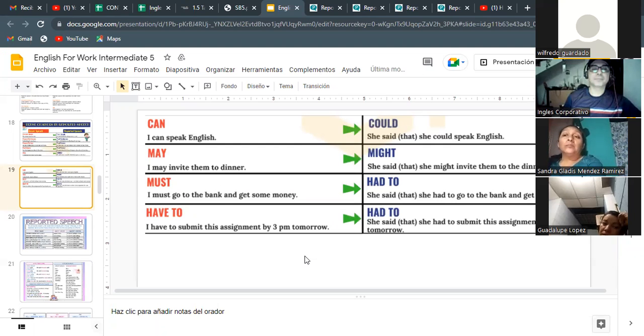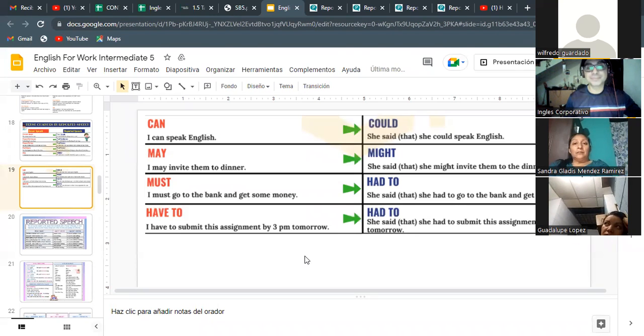I haven't submit this assignment by 3 p.m. tomorrow. In this case, it's the same. In have to, have is the main verb, not an auxiliary. I don't have to. Perfect. That is it. I don't have to submit this assignment by 3 p.m. tomorrow. I don't, because have is in simple present.